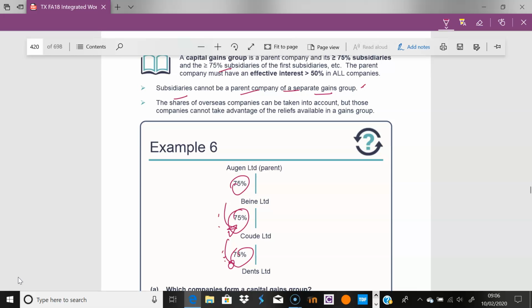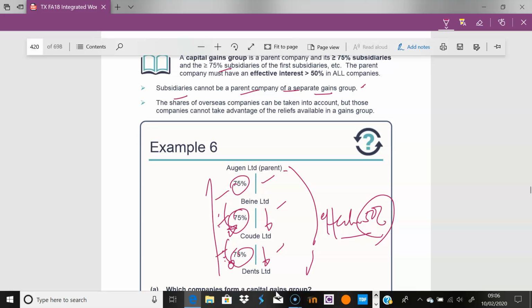It's so easy to forget because you see that ultimately the parent has to have an effective 50% interest. So people think, oh well, I can see an effective 50% interest, I'm done. No. There must still be at least a 75% interest. That's the first rule you have to remember. So here everyone's happy because it's 75, 75, 75.